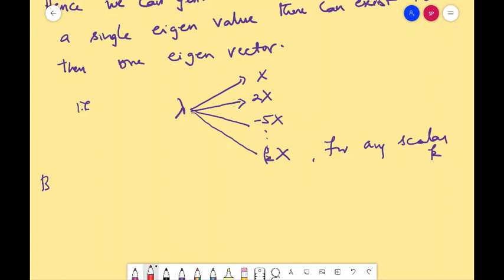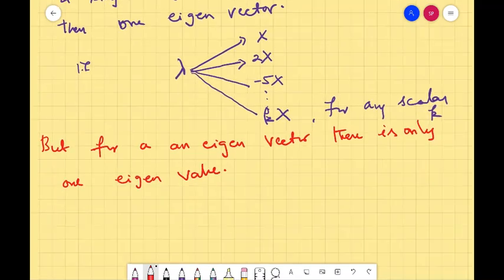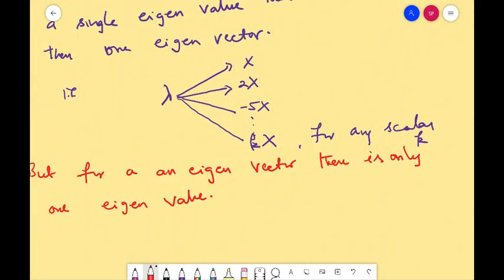But for an eigenvector, there is only one eigenvalue. That means if for x the eigenvalue is lambda, then x cannot have any other eigenvalue. That is what we have between eigenvalues and eigenvectors.